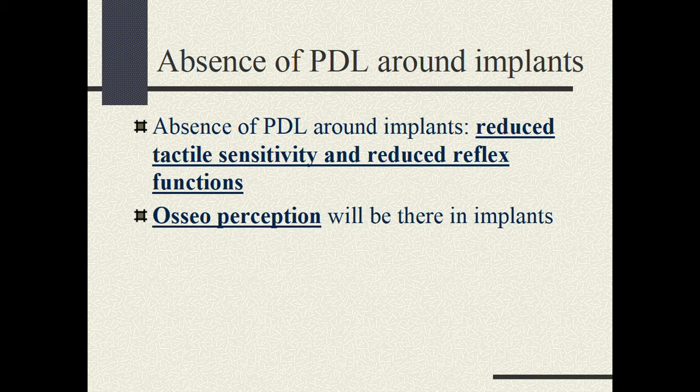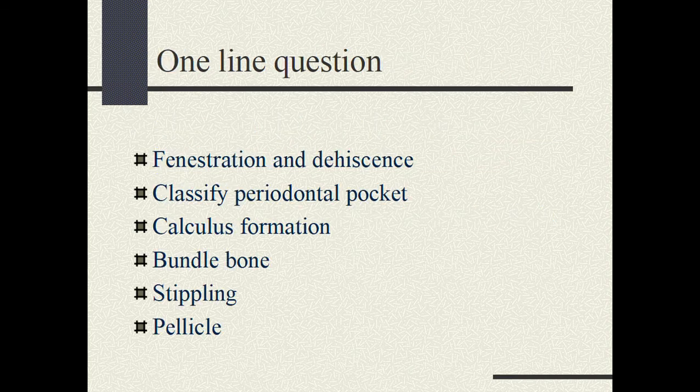Absence of periodontal ligament around the implant reduces tactile sensitivity and reduces reflex function. That means only osseous perception will be there around the implant.